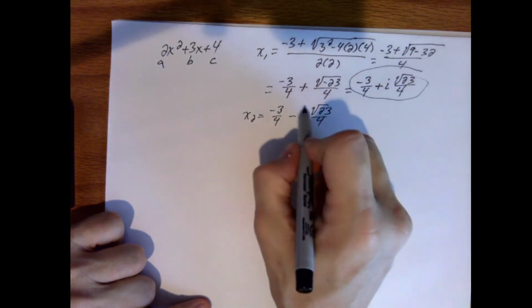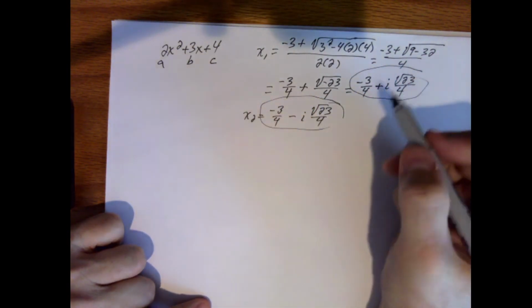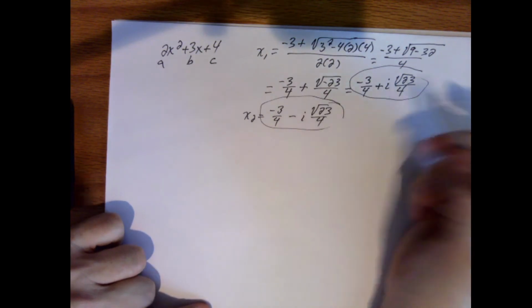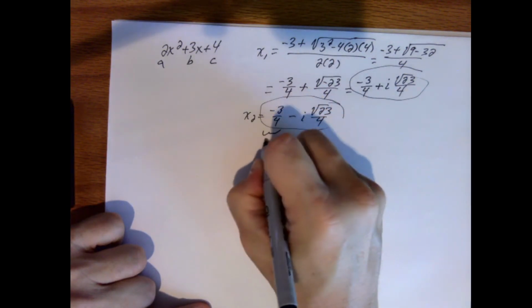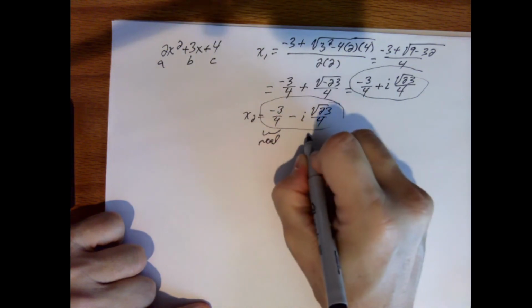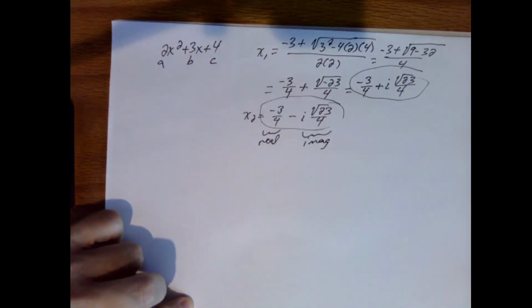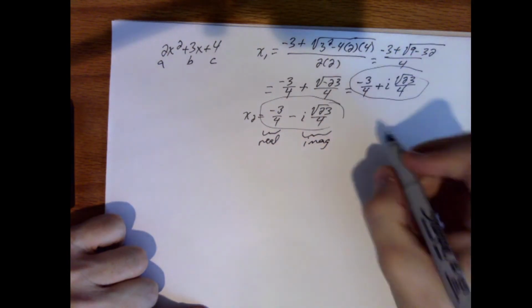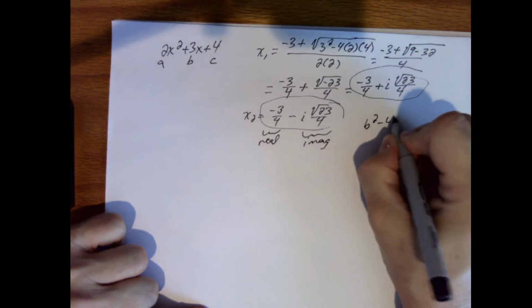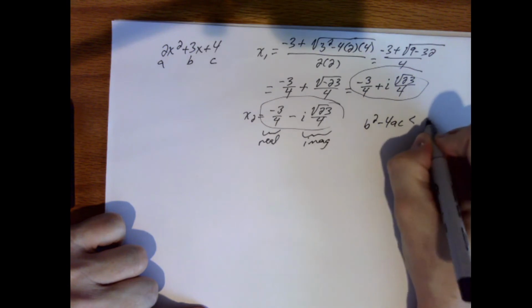So there's a root, and they're both complex numbers. They both have, in this case, a real part and an imaginary part. So in this case, what happened was b squared minus 4ac was less than 0.